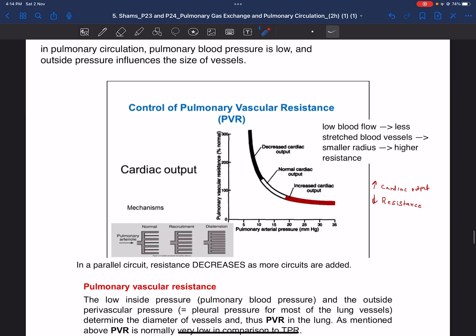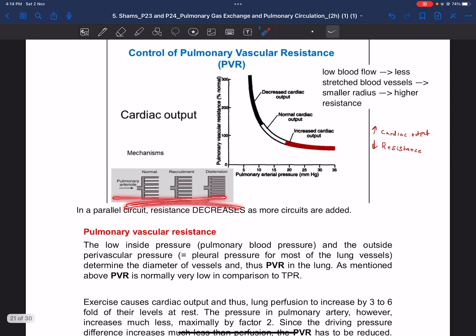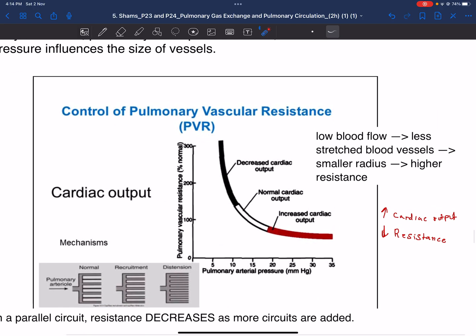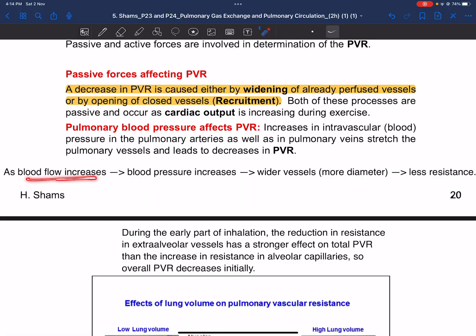Here, we're going to be talking about control of pulmonary vascular resistance. So two things affect PVR. You have your cardiac output, and you have a mechanism, which we're going to be discussing soon. First, I need you to know that increased cardiac output decreases resistance. I've written over here, as blood flow increases, meaning cardiac output, blood pressure increases. And as blood pressure increases, you get wider vessels, meaning more diameter. And like we've said before, more diameter means more radius means less resistance.